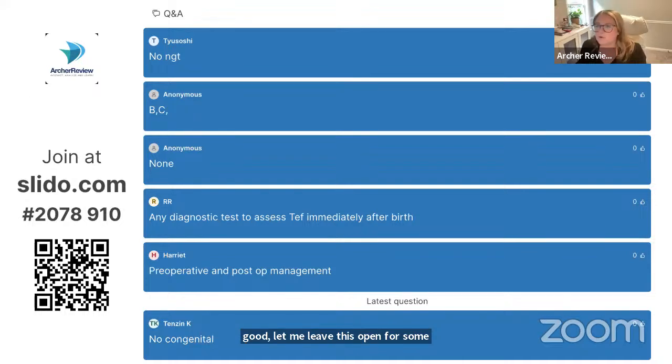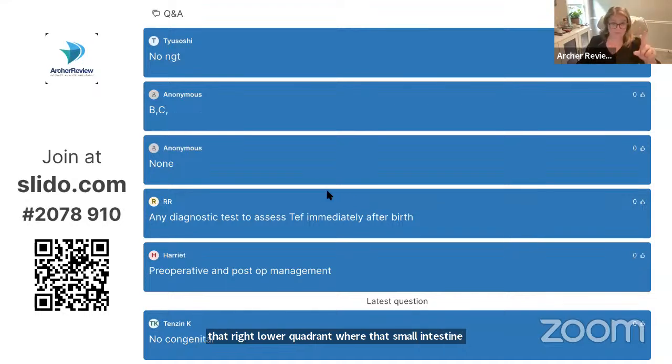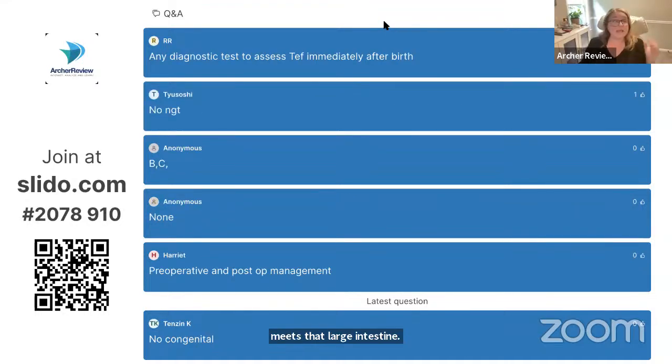I see one question over here in intussusception: where is the mass palpated? And that is going to be usually in that right lower quadrant where that small intestine meets that large intestine. But let me tell you that intussusception can happen in different places, okay? It's not always in that same spot. So it will somewhat depend on the client, okay?